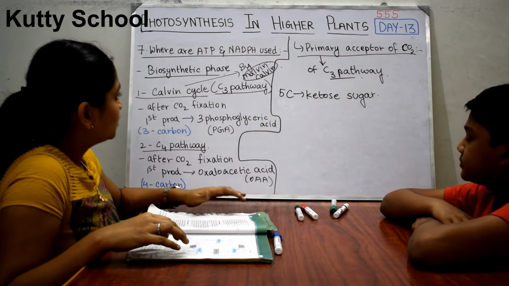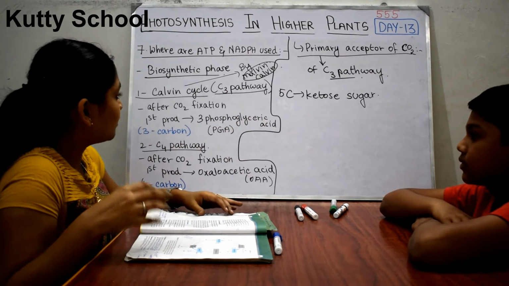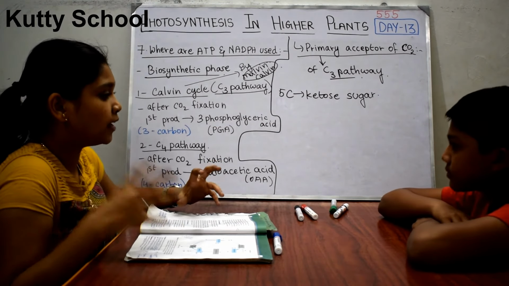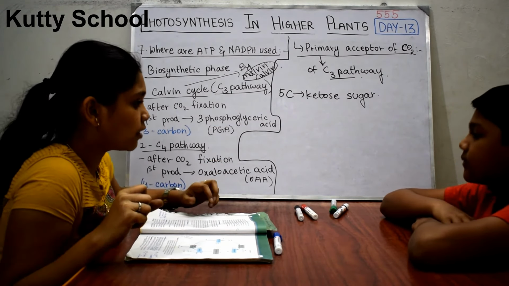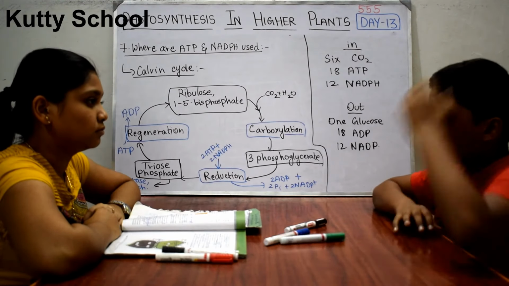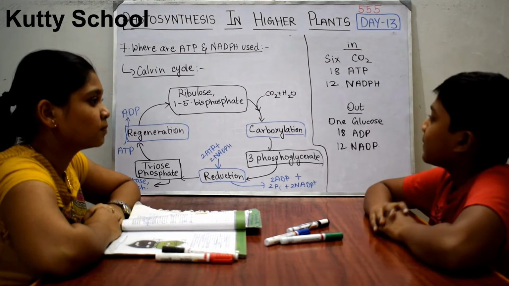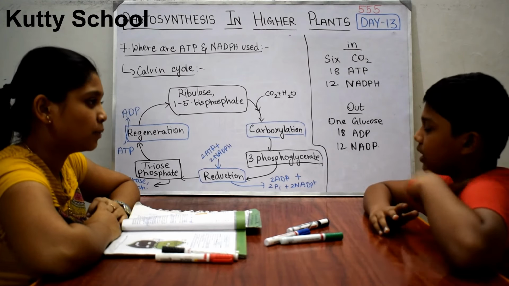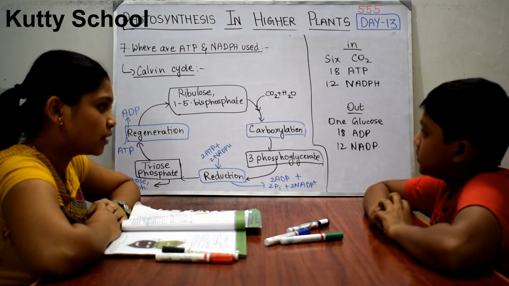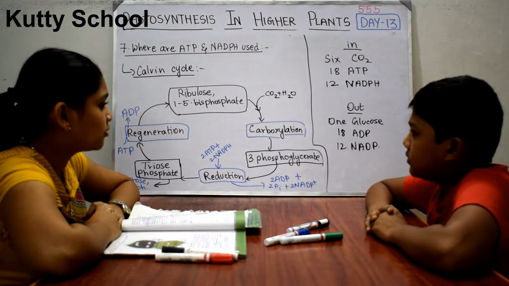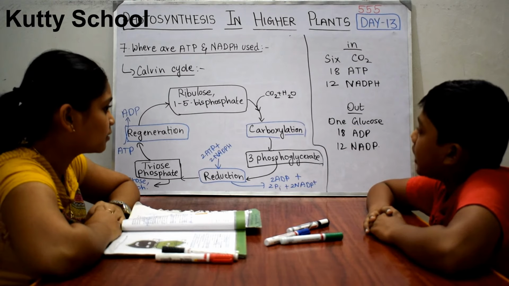Next we will see the C3 cycle in detail: what is happening and how ATP and NADPH are used there. Now we are going to see the Calvin cycle, which is also known as the C3 pathway. So what is the first fixation product here?